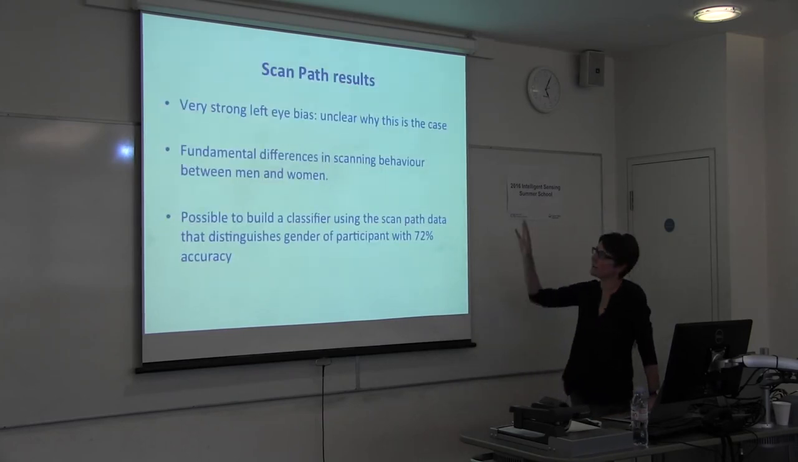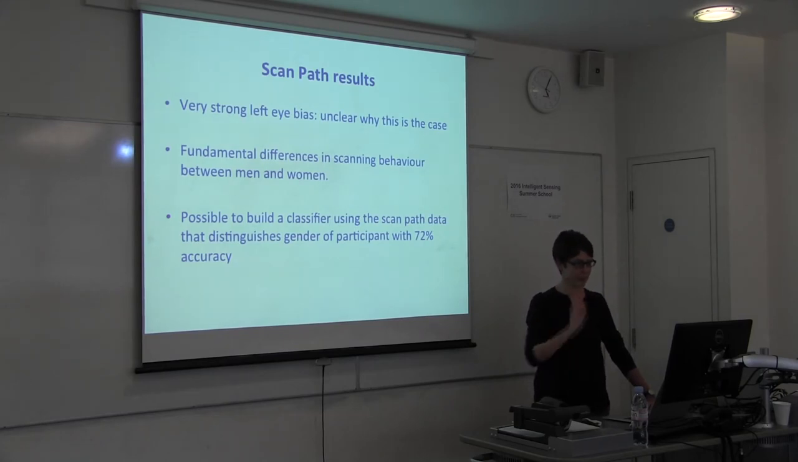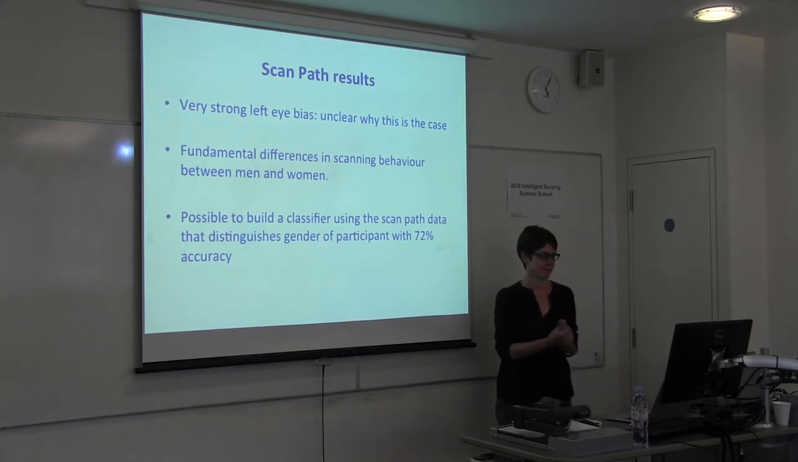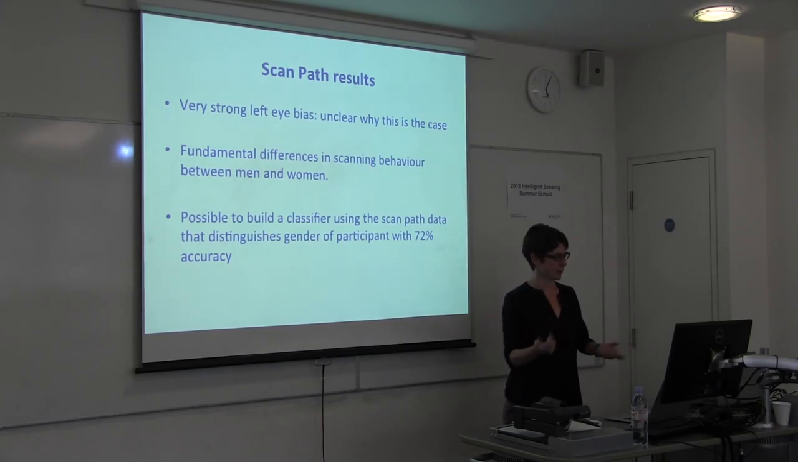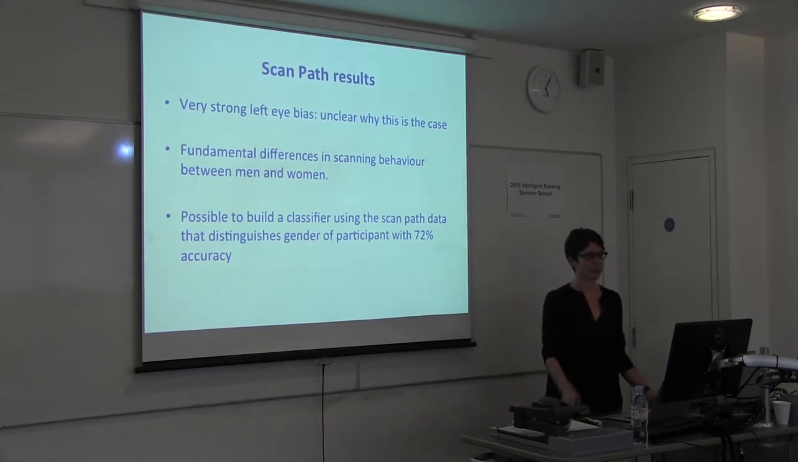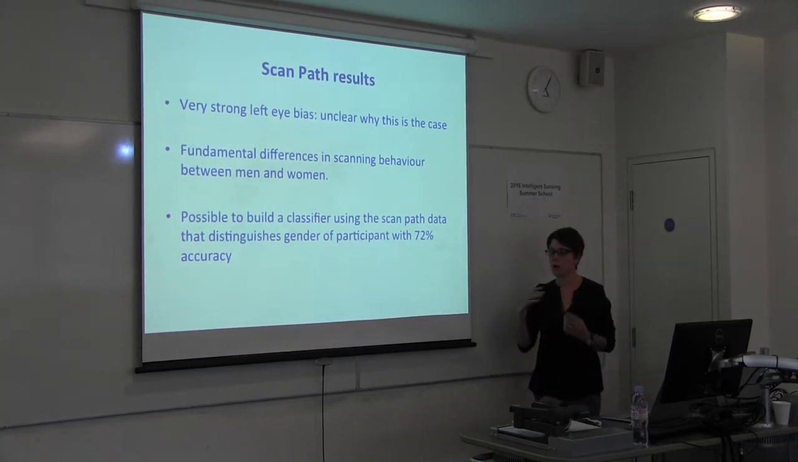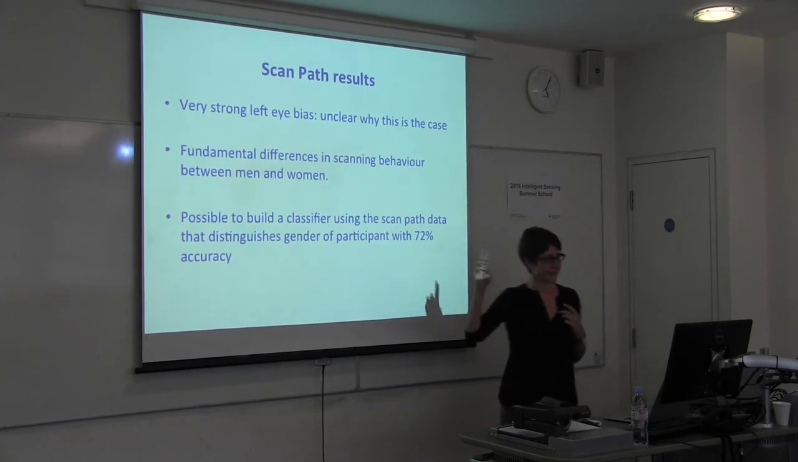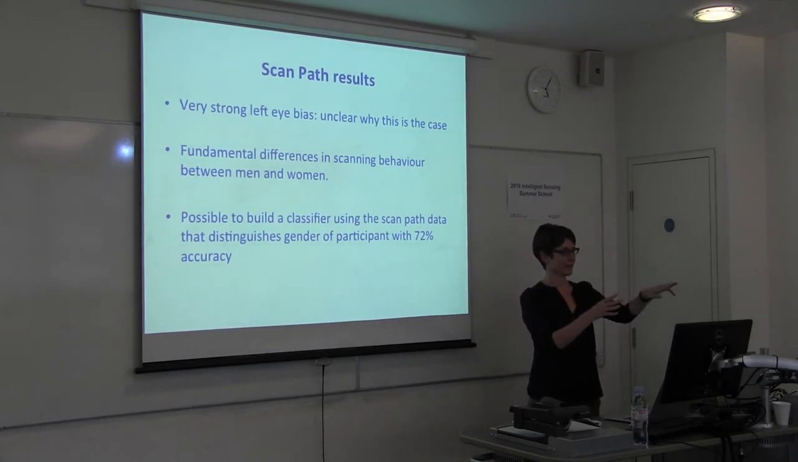Overall, there's a very, very strong left eye bias, and it's unclear why this is the case. The closest explanation we could come up with is that everyone is eye dominant, kind of like right hand or left hand. You also have an eye dominance, and most people are right eye dominant. This left eye bias is a bit confusing: it's called left eye because it's on the left side of the face, but in terms of the person, it's their right eye.